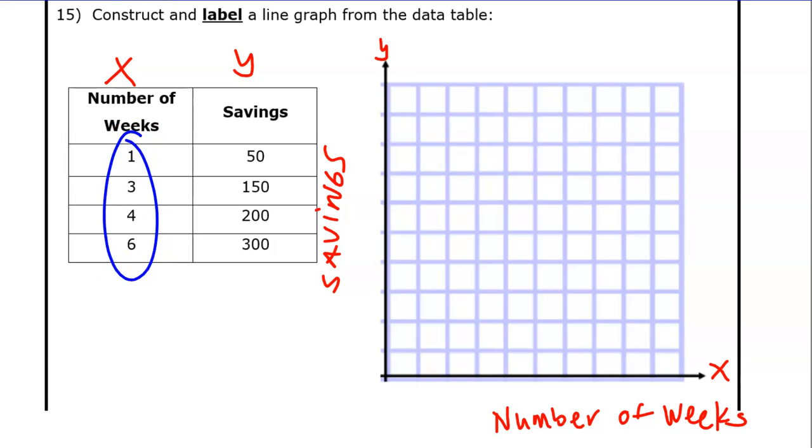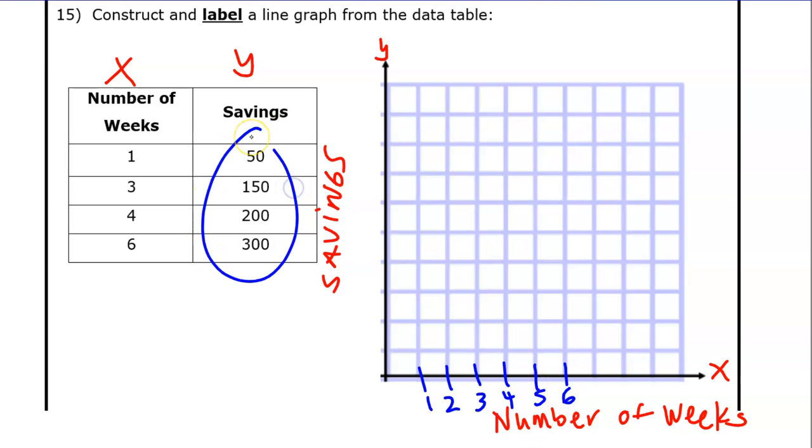So I see I've got the numbers 1 through 6 over here. So 1, 2, 3, 4, 5, 6, that seems appropriate. So I'm going to go by ones here. And now over here I go from 50 to 300, so I'm definitely not going to go by ones. It seems pretty consistent, like there's no 25s or 75s, so I'm going to go with a scale of 50. So 50, 100, 150, 200. Now, I have to create a scale here, not what I see from the chart.